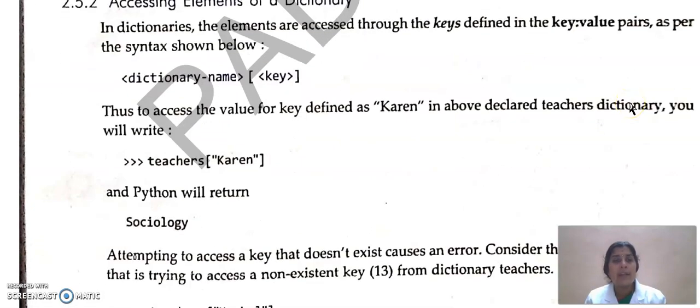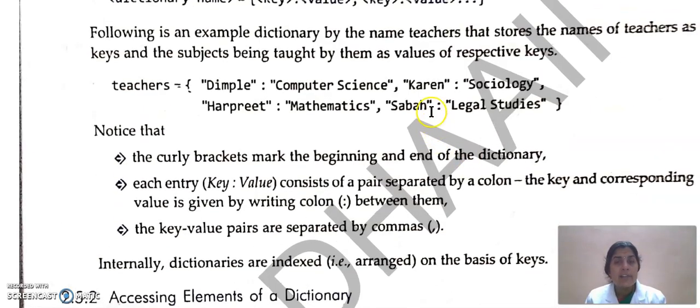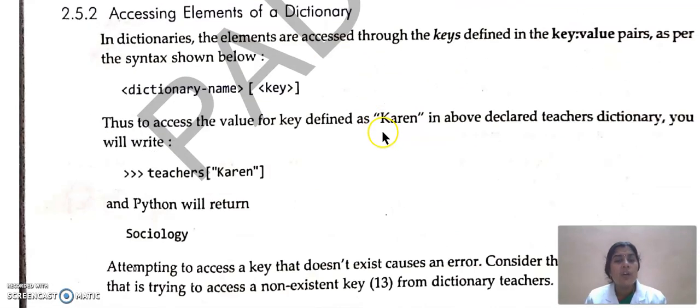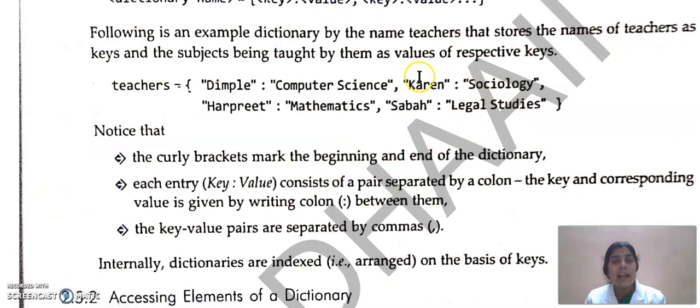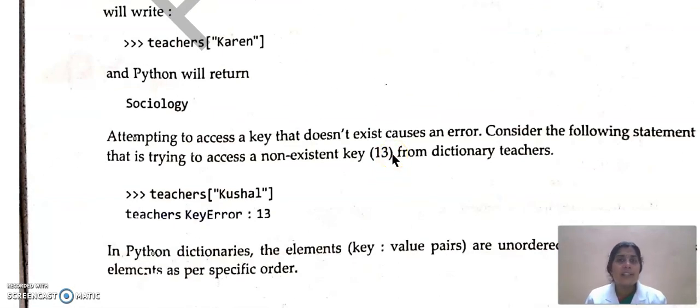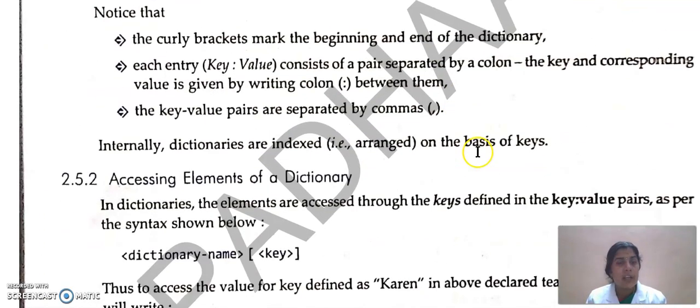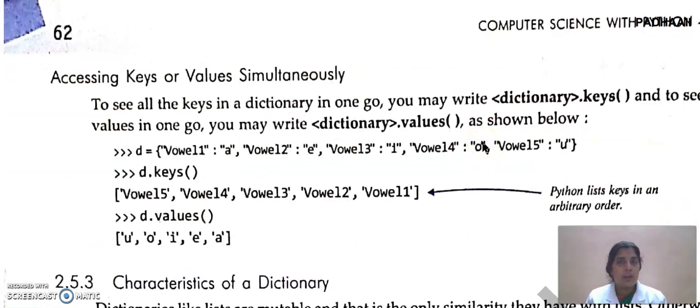Next is accessing elements of a dictionary. How can we access elements of a dictionary? We can access an element by using its key. Here Karen is sociology. So if we want to access the value of Karen, we use the teachers dictionary followed by square brackets, and inside that the key. The key is Karen, so teachers['Karen'], and Python will return sociology as the answer. teachers['Kushal'] will give a key error because in this dictionary there is no person named Kushal. So like that we can access a value by using its key.